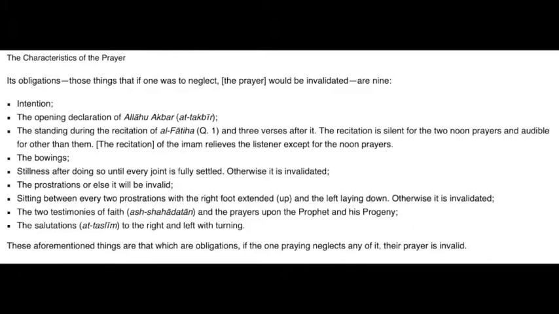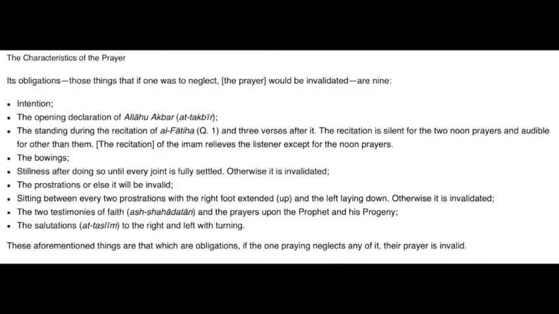The author says, the recitation is silent for the 2 noon prayers and audible for other than them. This would include the sunset, evening, dawn, Friday congregational, and the Eid prayers, as well as the 2-unit prayers for the circumambulation of the Kaaba. As for the audibility of the recitation, the minimum should be that the person next to him should be able to hear him. There is no maximum of audibility.